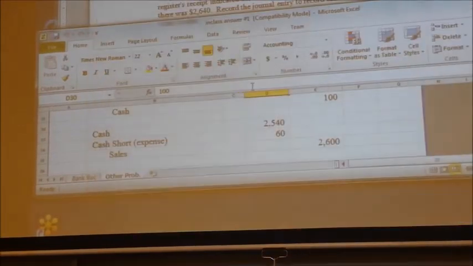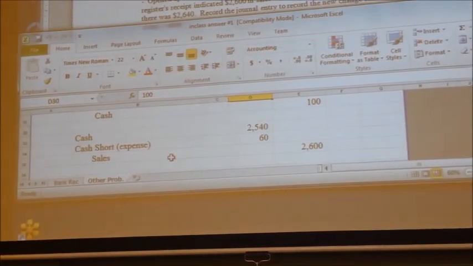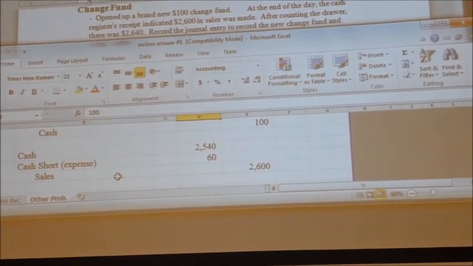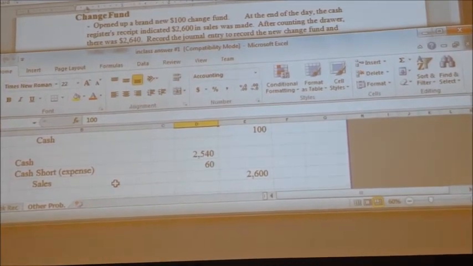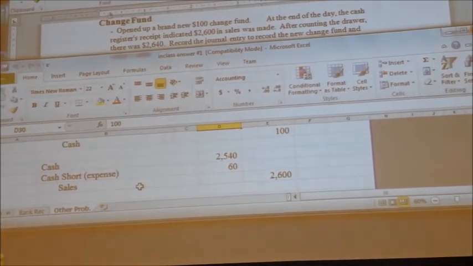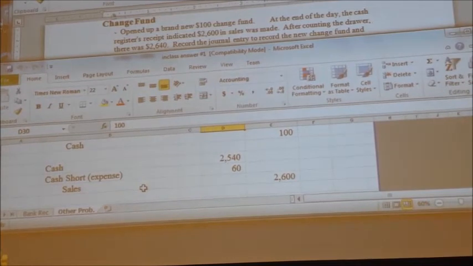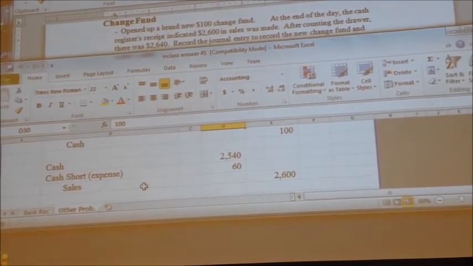I need to remove that first $100 and show I had a cash short, an expense account, to offset my total sales of $2,600.